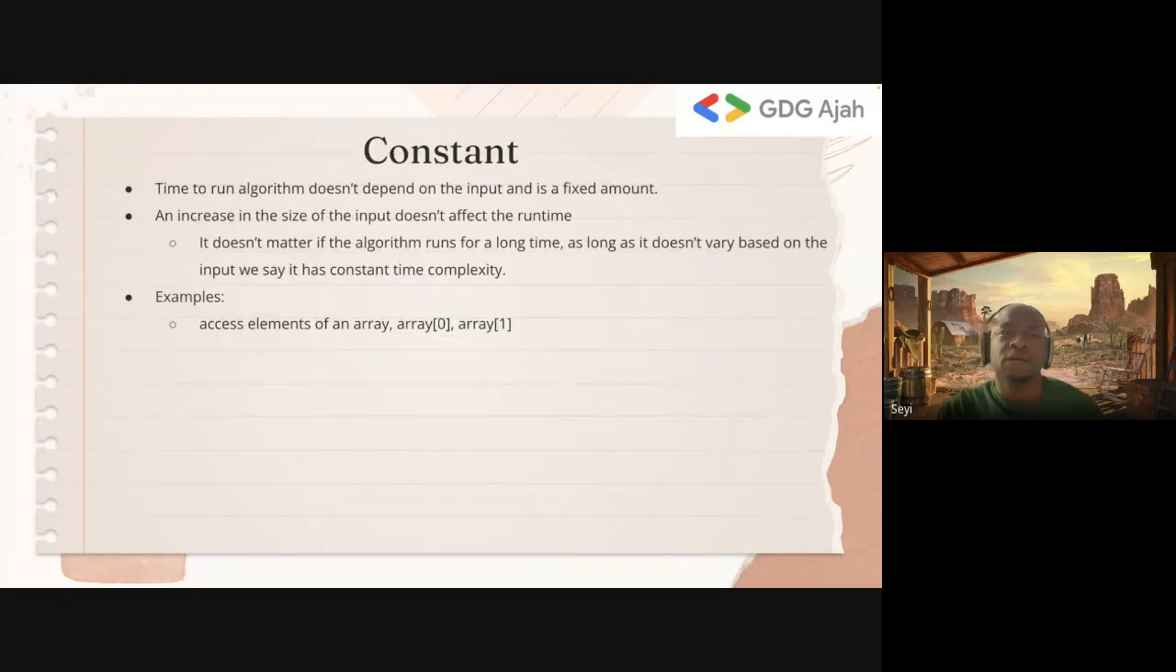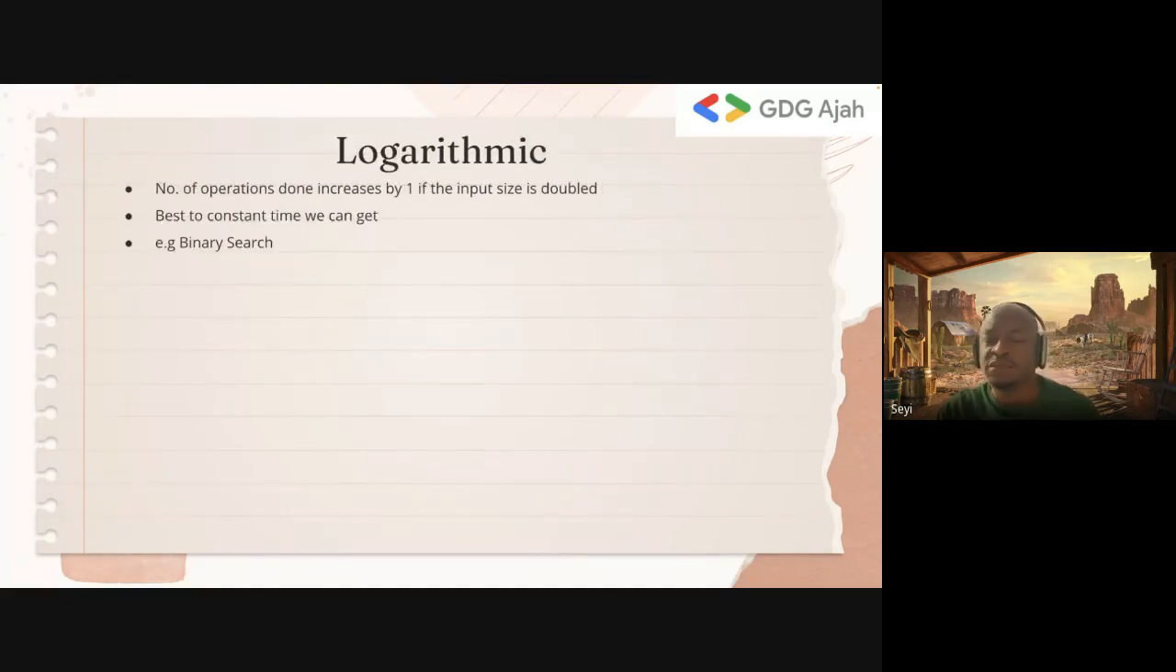Okay. So logarithmic time complexity, we've talked about this. Basically, it's the number of operations done. In logarithmic time complexity, the number of operations you do increases by 1 if the input size is doubled. So that's the best we can get, next to constant.